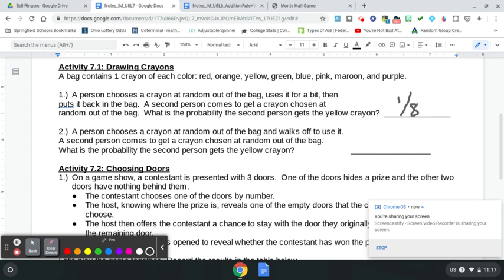Okay, so now for scenario number 2. A person chooses a crayon at random out of the bag and walks off to use it. A second person comes to get a crayon chosen at random out of the bag. What's the probability the second person gets the yellow crayon?